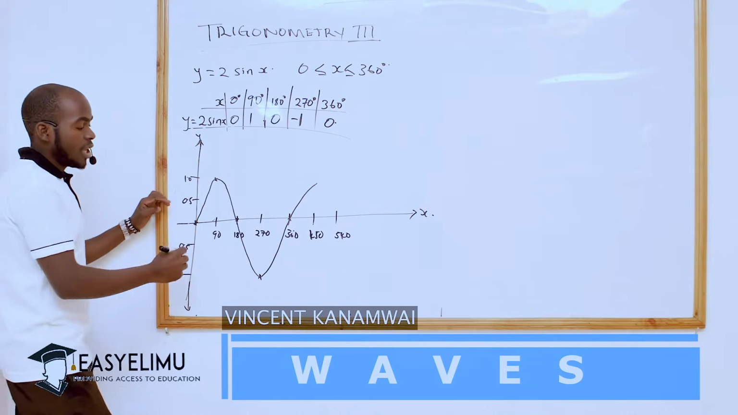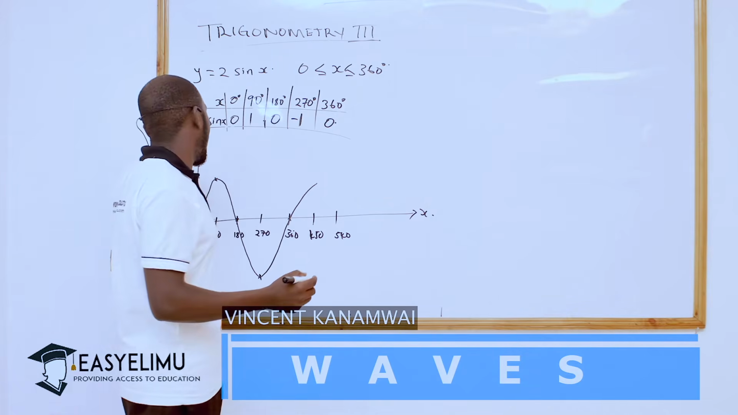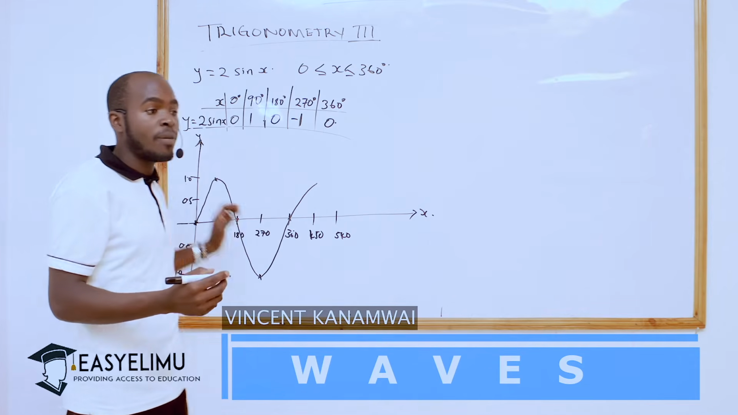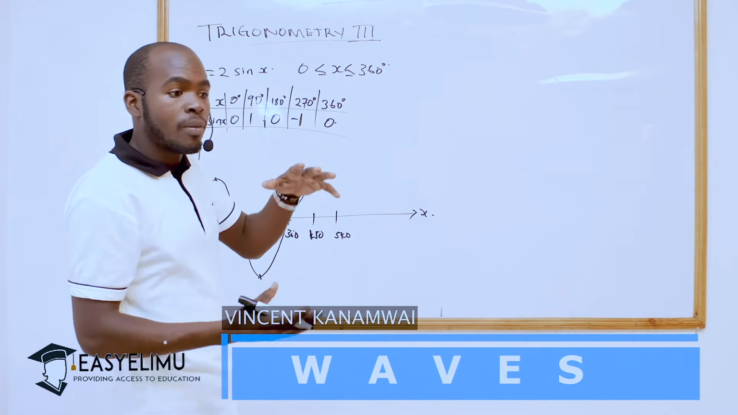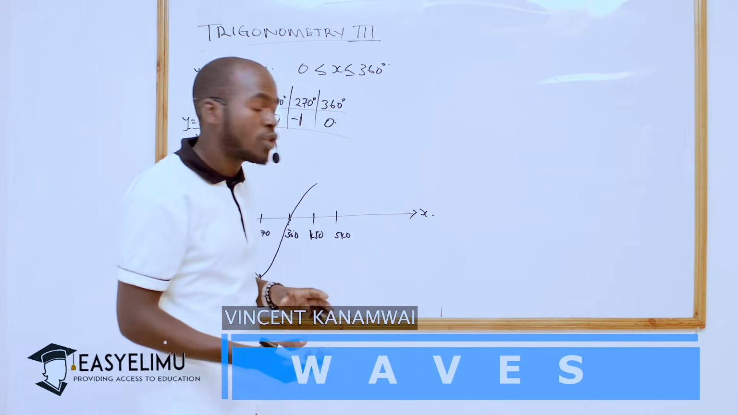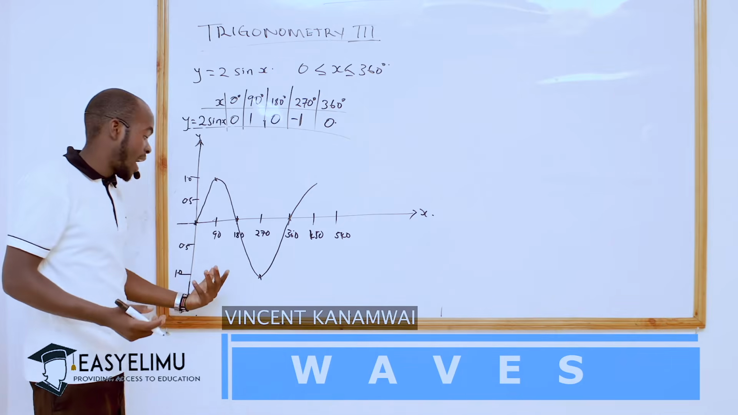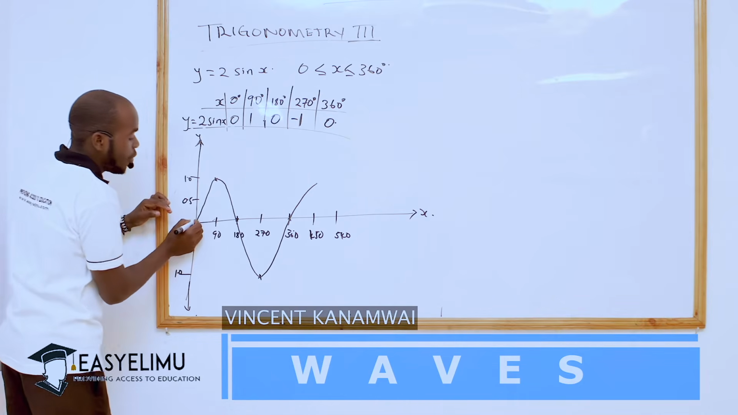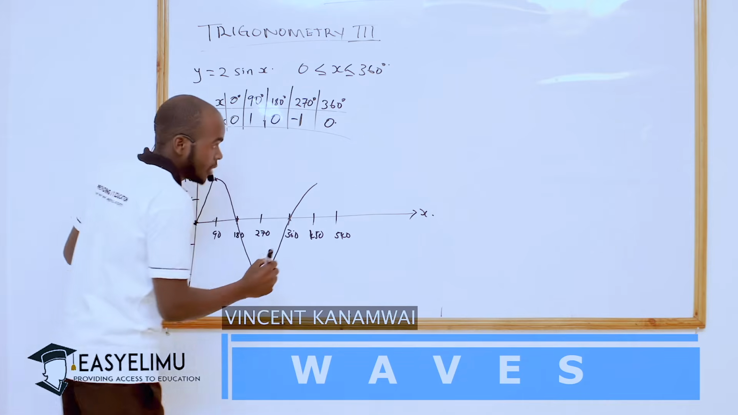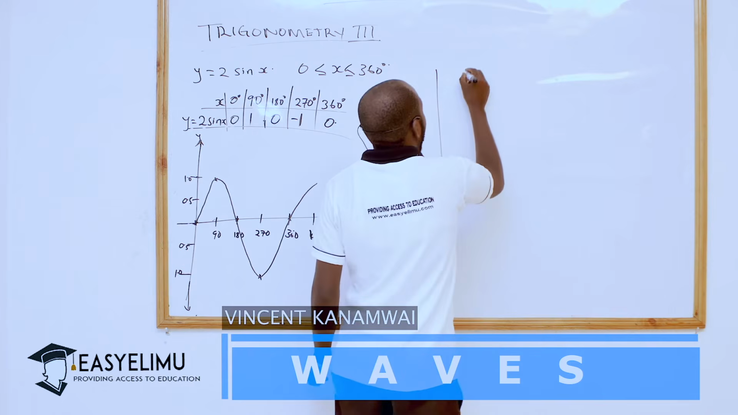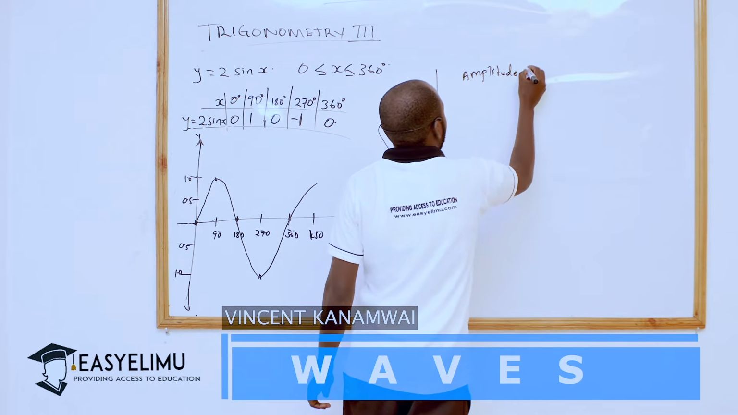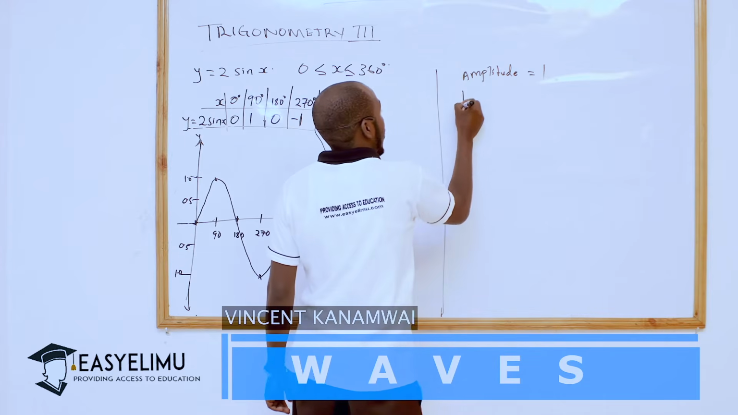So if you have been asked to identify the amplitude of the wave, we said our amplitude is the maximum displacement of that wave above the x-axis and also below the x-axis. We find that the wave moves above the x-axis by 1 unit, so our amplitude is equal to 1.